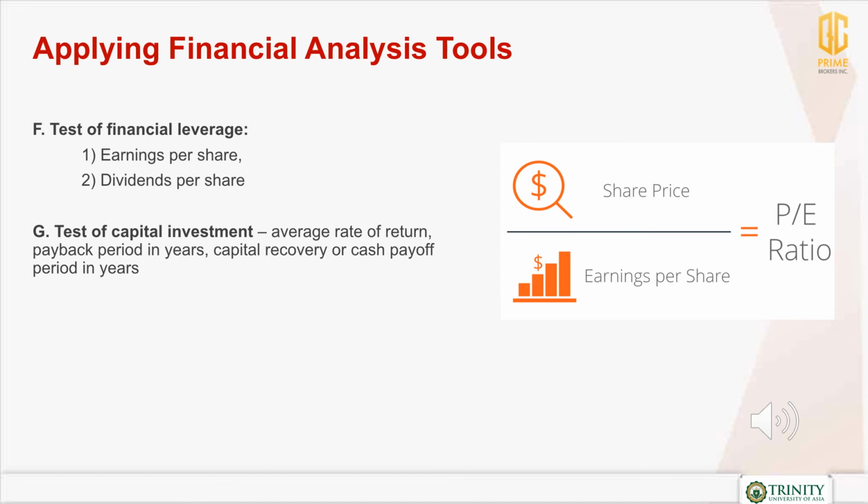We could even go further by looking at these ratios. First, we could also look at the test of financial leverage, which are the earnings per share or EPS, and the dividends per share or DPS, and try to see if these would merit the approval of the investor based on their preferred return. Then we could also look at the test of capital investment. Here, we look at the average rate of return, the payback period in years, the capital recovery, or the cash payoff period in years.